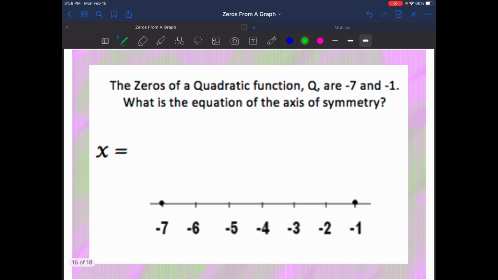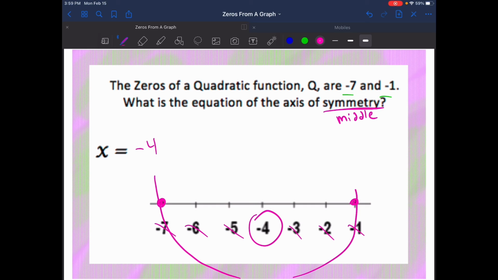Okay, given these zeros, -7 and 1, what is the equation of the axis of symmetry? Remember, we want to find the number in the middle. So if these are 2 zeros, -7 and 1, which number is in the middle? You just want to cross off from both sides. Find that -3 is in the middle. If this was an actual graph, you'd see a parabola, something like that.